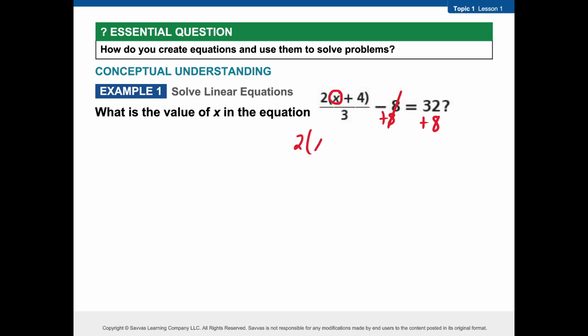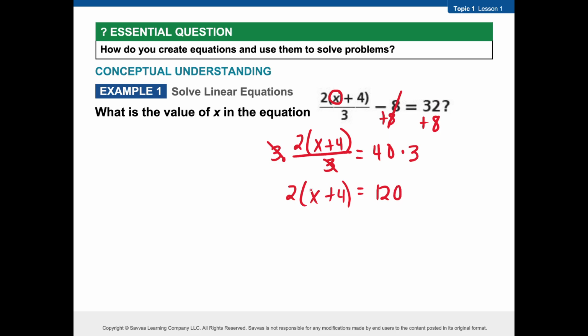And you have 2 times x plus 4 divided by 3 equals 40. You can then multiply by 3 to get rid of the division, the fraction bar, times 3. 2 times x plus 4 equals 120. Then you can do your distributive property. 2 times x, 2x, 2 times 4, positive 8 equals 120.